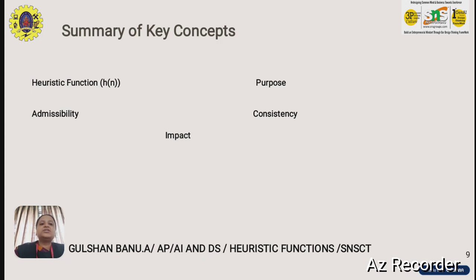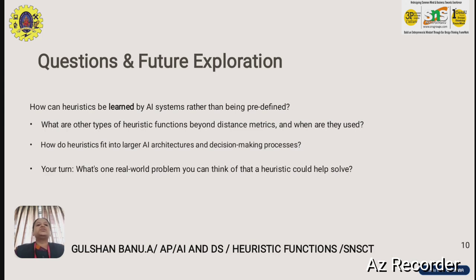So what we saw in this lecture is all about the heuristic function, its purpose, admissibility and consistency, and the impact of the different processes. These are certain questions I want to ask you. Just think about them. How can heuristics be learned by AI systems rather than being predefined? What are the other types of heuristic functions beyond distance metrics, and when are they used? How do heuristics fit into larger AI? These are the questions to find out and satisfy your learning.